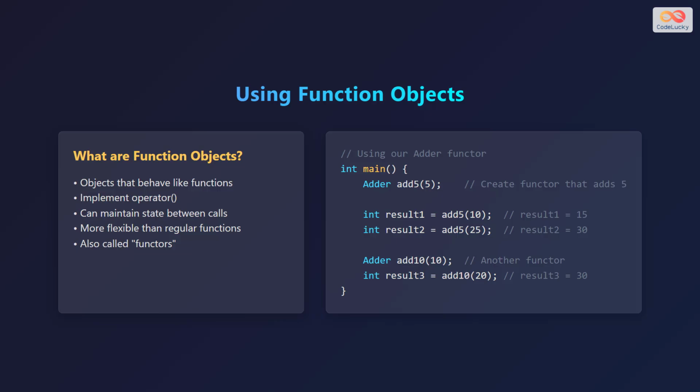In the code example, we are using the adder functor that we defined earlier. First, we create an instance add5 that adds 5 to any given number. Then we call add5 with 10, which gives us 15, and again with 25, resulting in 30. Similarly, we create another functor add10 that adds 10 to any number. Calling it with 20 gives us 30.